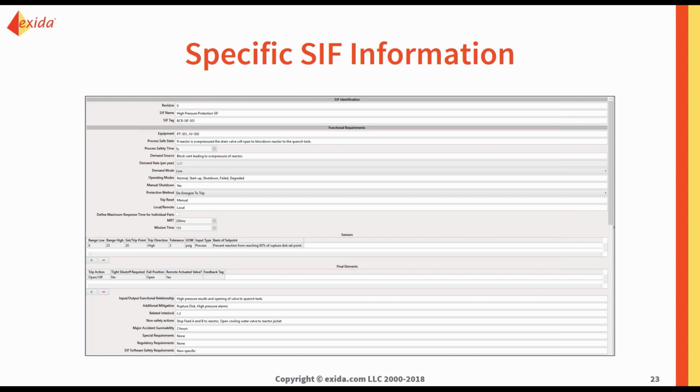Again, some of this is going to match what was in your general SIF information. That might have been just transferred over from that section of the SRS. And obviously, hopefully then it would match. You have here sort of your intended legs. So we have a sensor leg, your final element leg. And then in the end, we have input-output functional relationship description, additional mitigation, related interlocks, any special requirements, regulatory requirements, etc. And so here you can see all the information you might put in for SIF specific. And again, you're going to have to do this for each SIF.